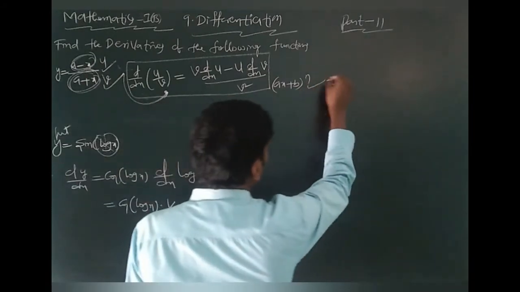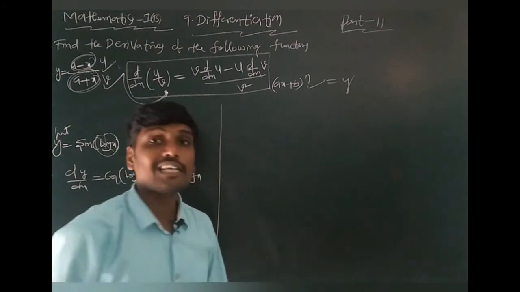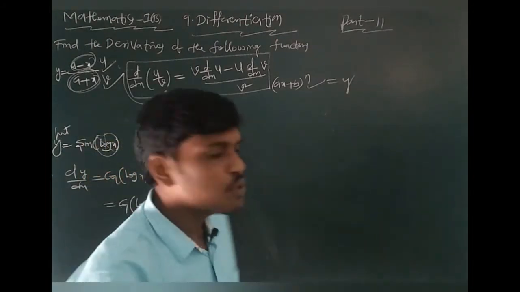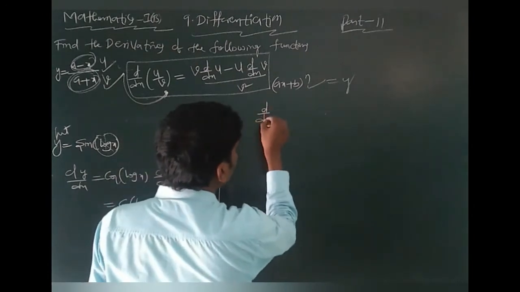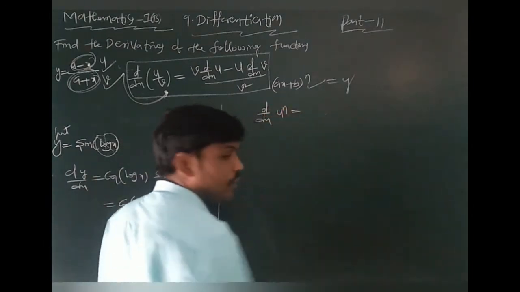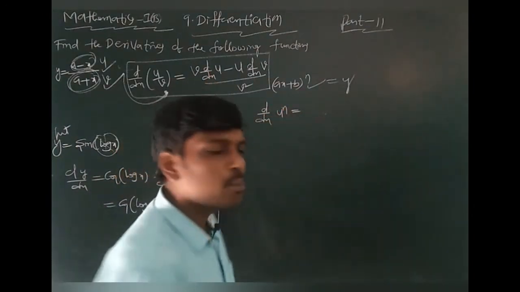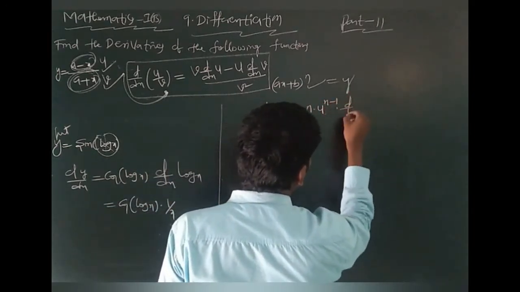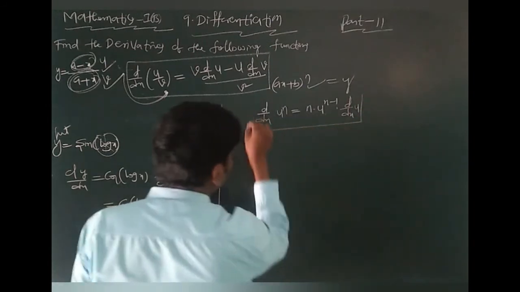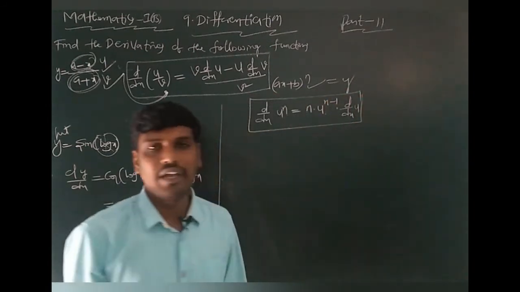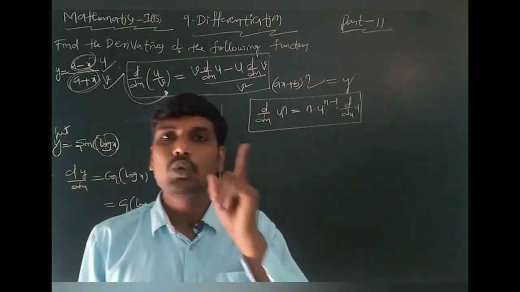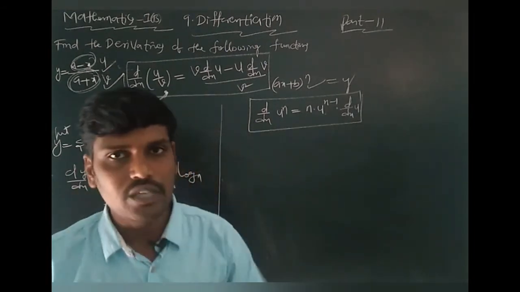After that, next one is y is equal to (ax plus b) over power m. We can use it here in the form of d by dx of u power n. What is the formula of u power n? The u power n formula is n into u power n minus 1 into derivative of u. This is the u power n derivative. What is that u power n derivative? U power n derivative is n into u power n minus 1 into derivative of u.